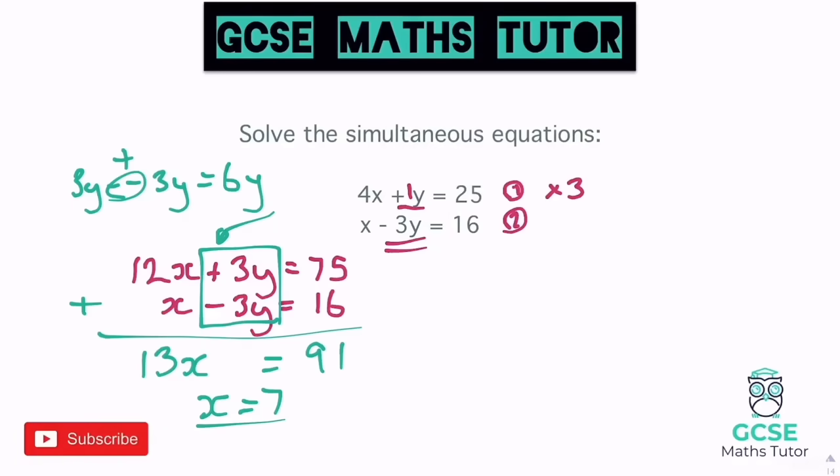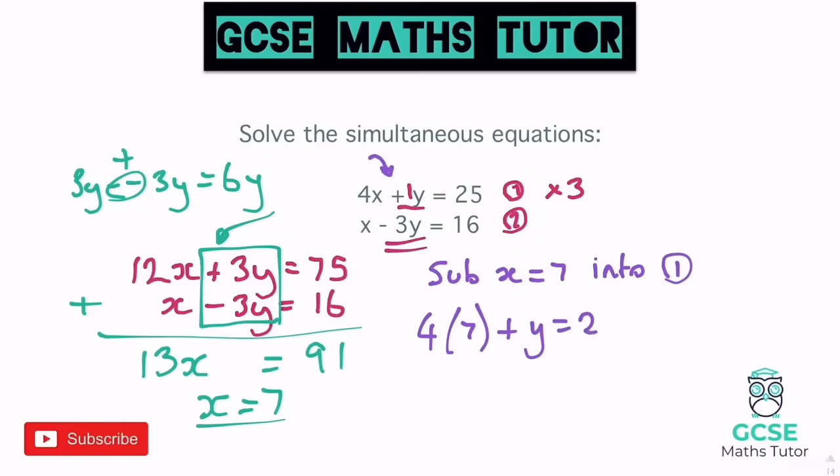So what I'm going to do is sub x equals 7 into any of these equations that we've got written down. I think this one's going to be the easier one for me, just because it's got a plus symbol. So if I sub x equals 7 into equation 1, I won't have that x there anymore, and we can start to work out what it is. So again, using brackets, I'm going to do 4 lots of 7, add that 1y, and that equals 25. Now 4 lots of 7 is 28, so we have 28 plus y equals 25.